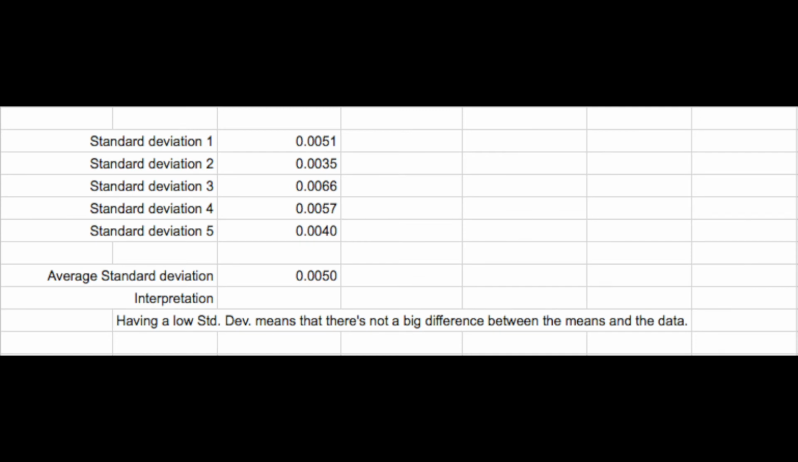After getting all the standard deviations, we find that the average standard deviation is 0.0050, meaning that relatively each data sample is close from each other.